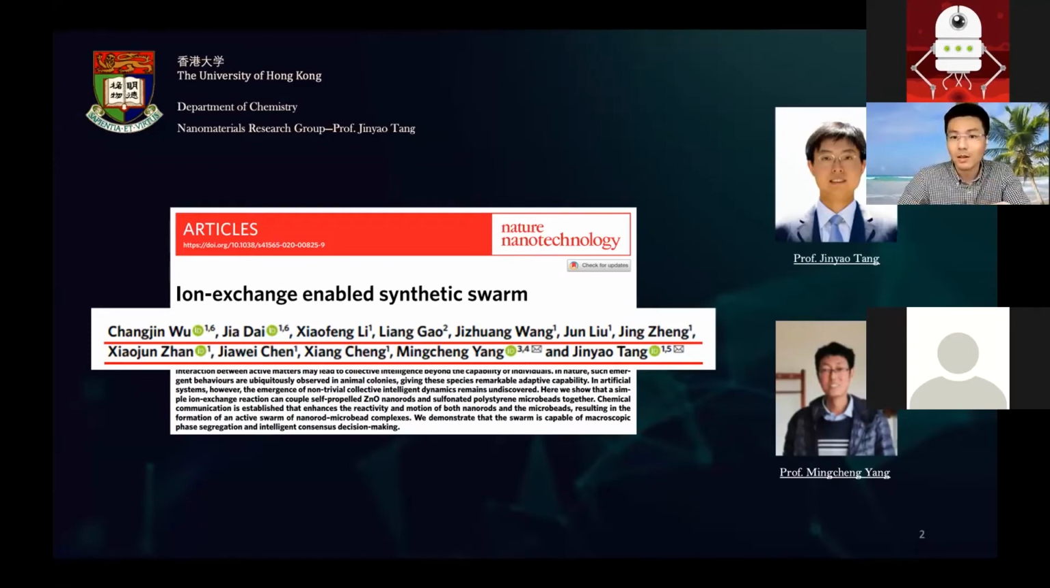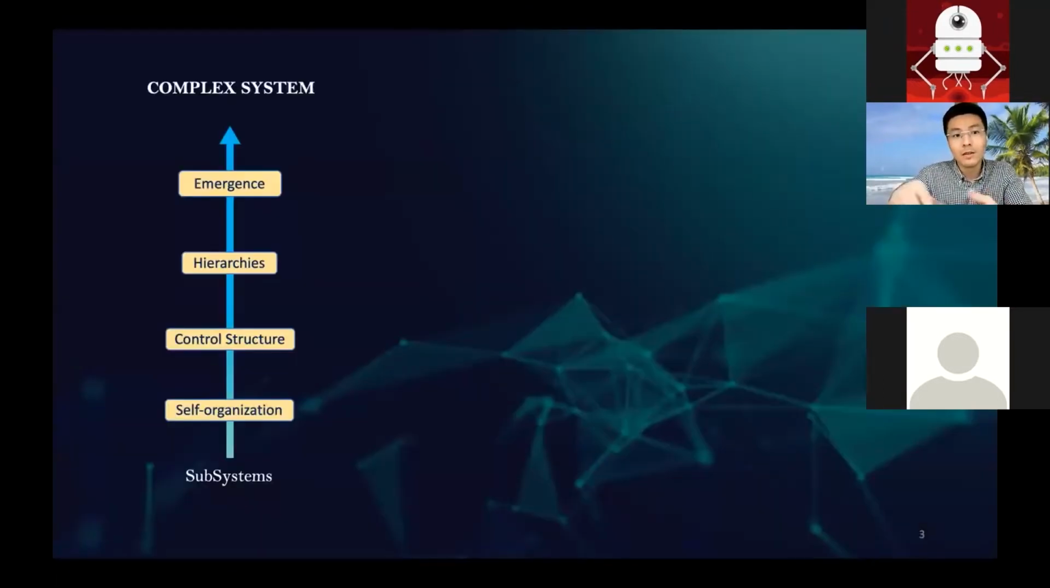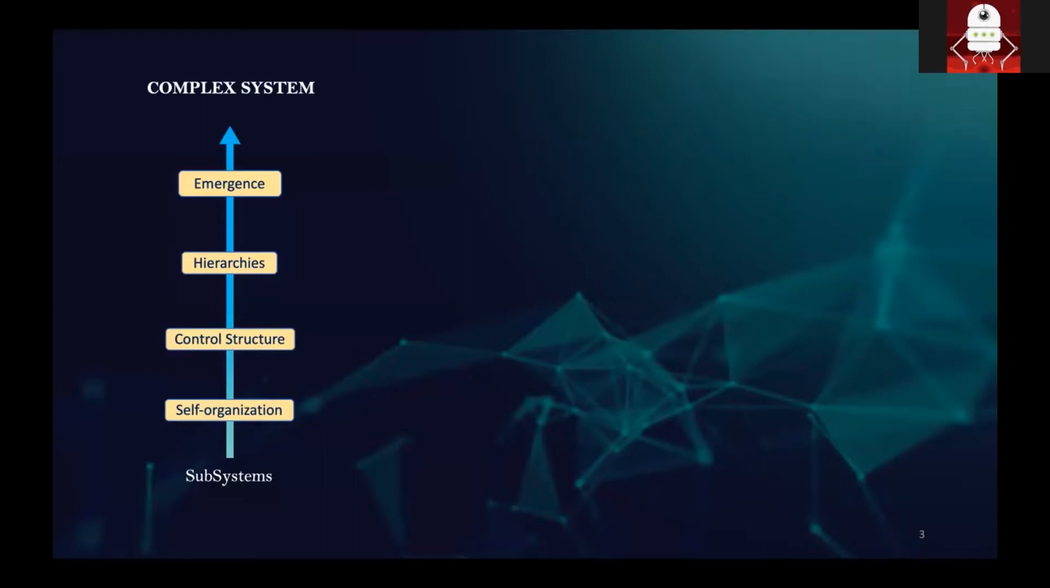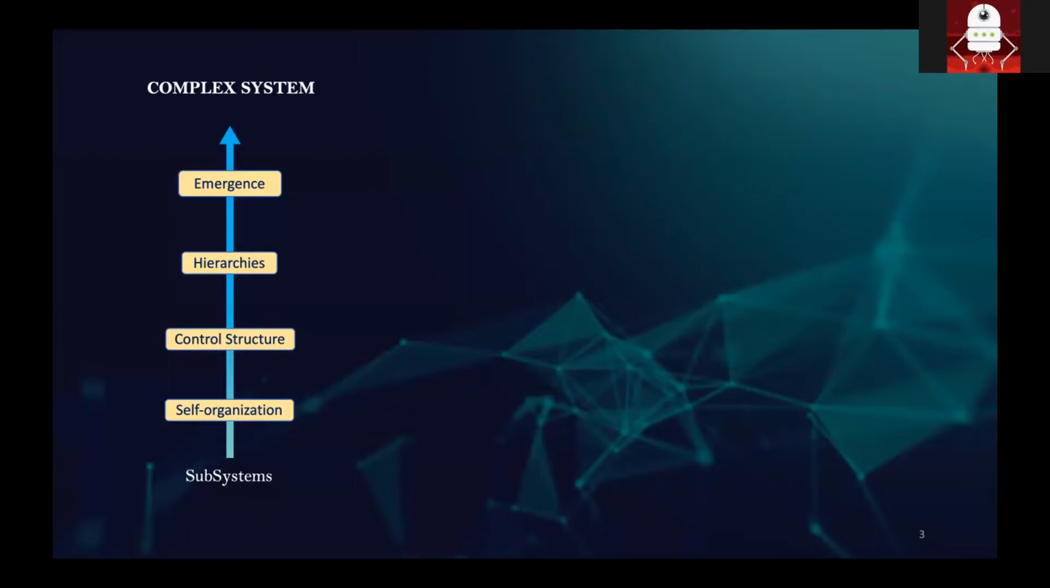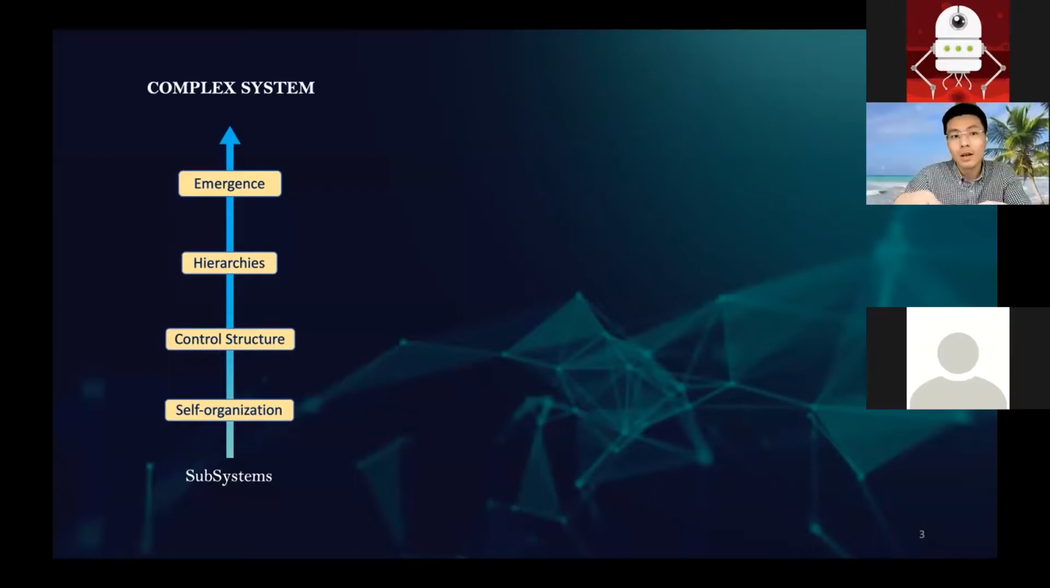So now let's move into the demonstration of the work in this paper. First, I will quickly go through some background of this work. We think that our system is a model system of a complex system. A complex system is normally composed of a large number of decentralized subsystems, which can self-organize under different control structures into complicated emergence through hierarchical development.